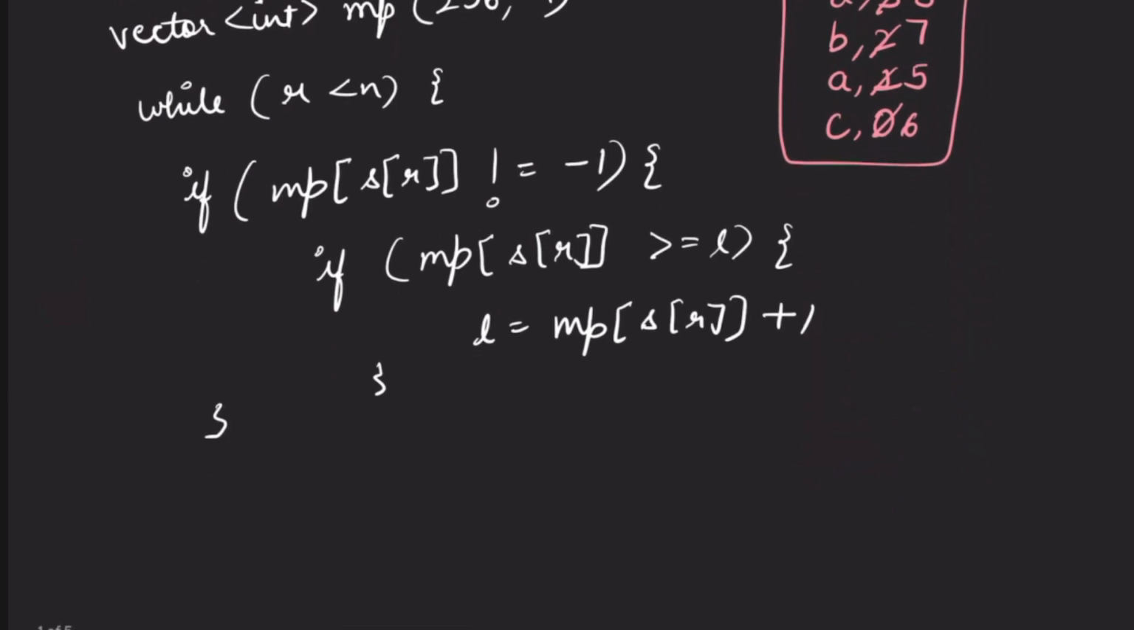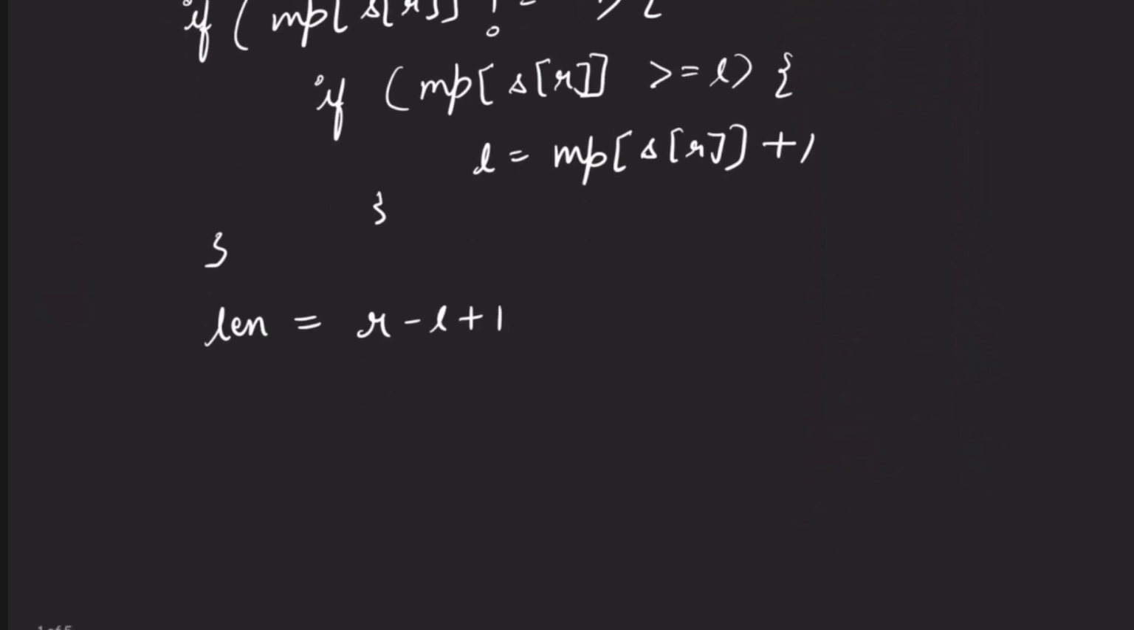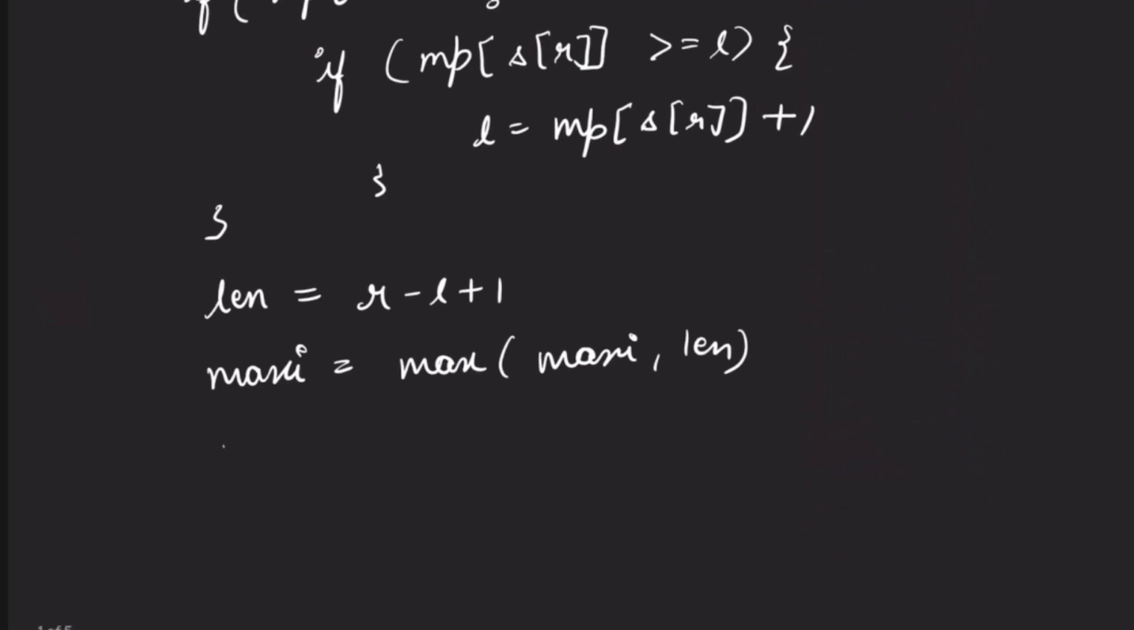Now we need to update the length. So let's suppose we create a variable length. It will be R minus L plus 1. Now that you have got the length, you need to update the maximum variable. So maxi will be equals to maximum of maxi comma length, right? Now, since we have encountered this character, we need to update it in our map also, right? So in your map, you will update S of R to the current index, which is R. And then you will update your index to the next character.